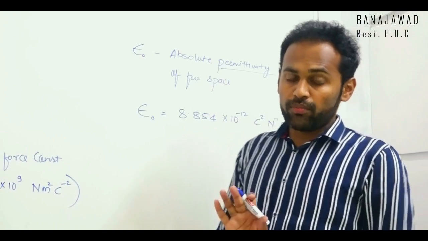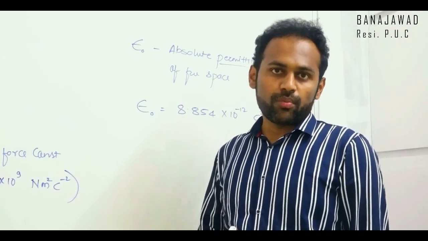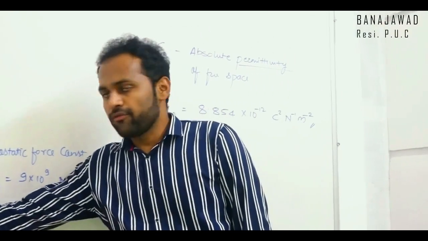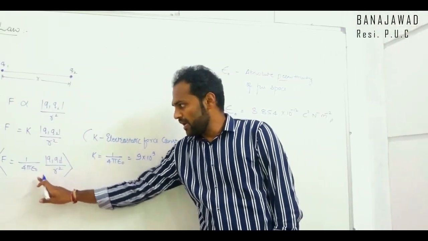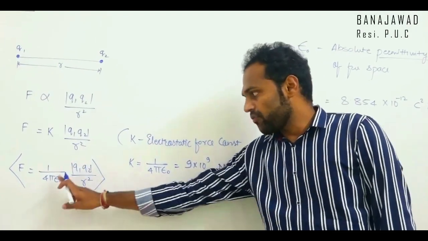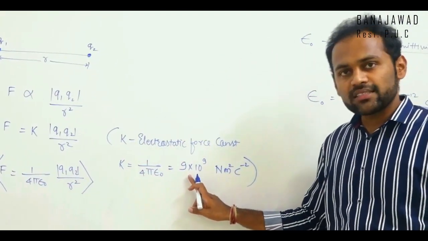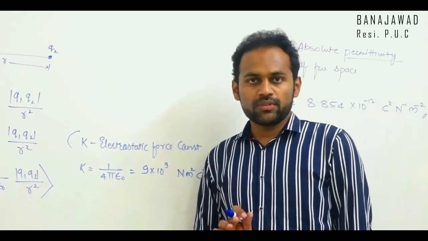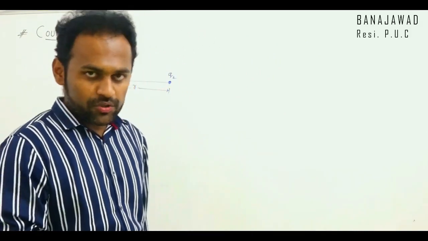Next, we are going to solve problems from Coulomb's law. In all those problems, instead of 1 by 4 pi epsilon naught in the formula F is equal to 1 by 4 pi epsilon naught, Q1 into Q2 by R square, you can directly substitute 9 into 10 raised to 9 in that place and go on solving the problems. Is this clear? Right. We got to know about Coulomb's law.